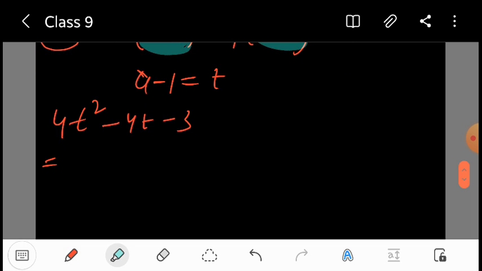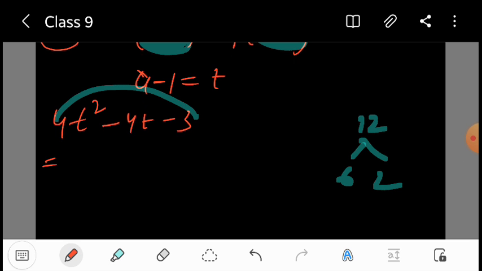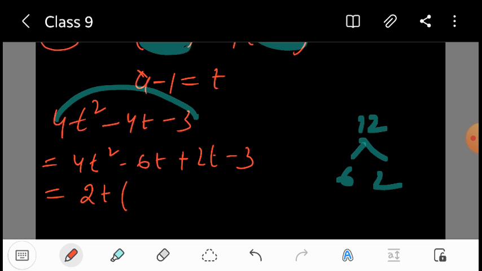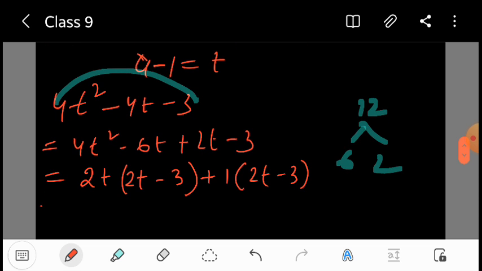So you can see that this coefficient should be multiplied here. So we have to write 12 and need to break it into 6 and 2, so that we will get 4. So that means 4t square minus 6t plus 2t minus 3. So if we take 2t as common, it will be 2t minus 3, and plus 1 common, then it is again 2t minus 3. So that we will get 2t plus 1 and 2t minus 3.